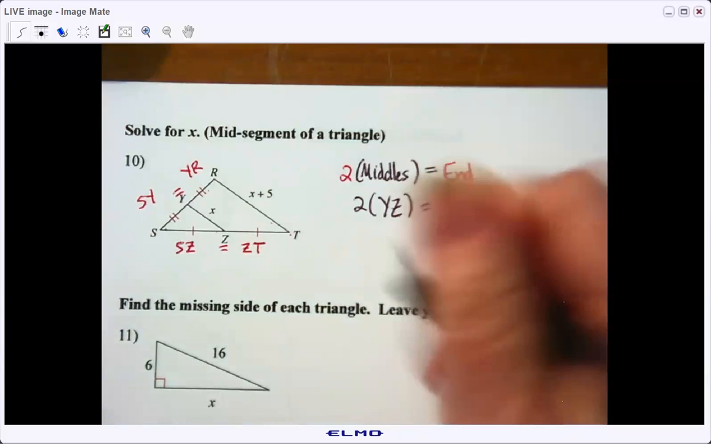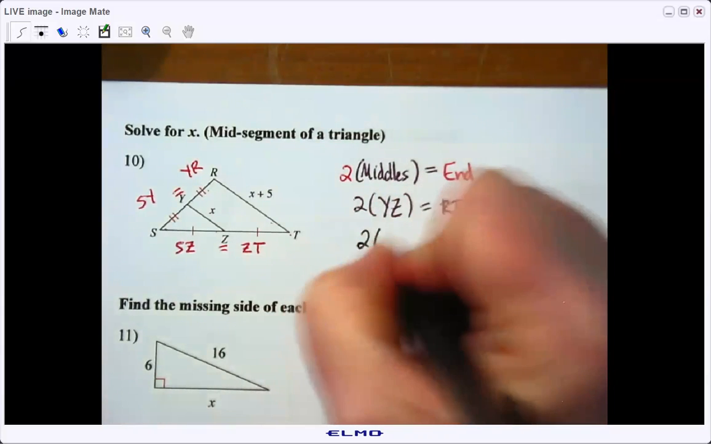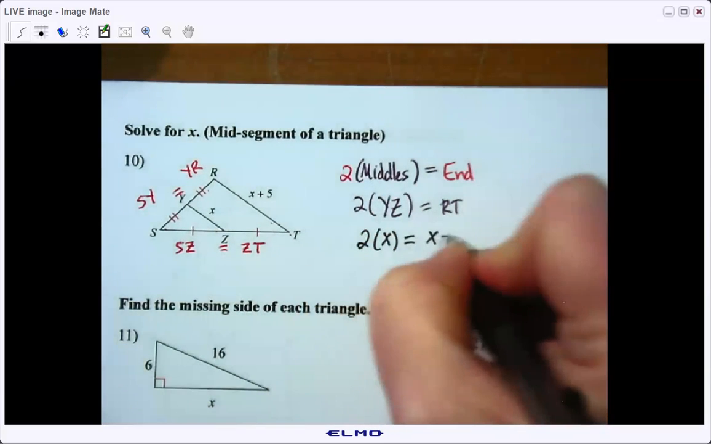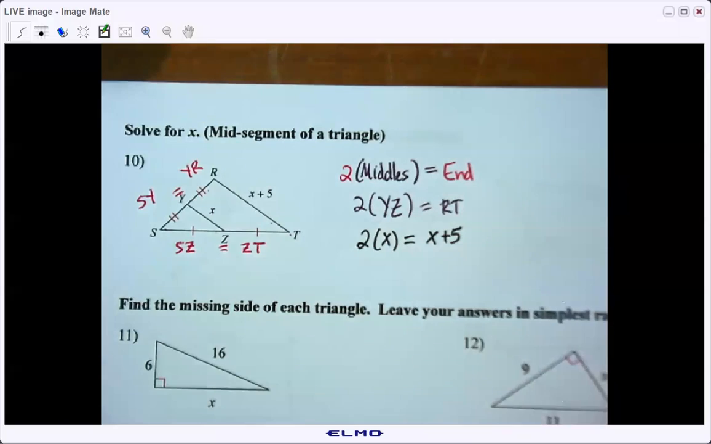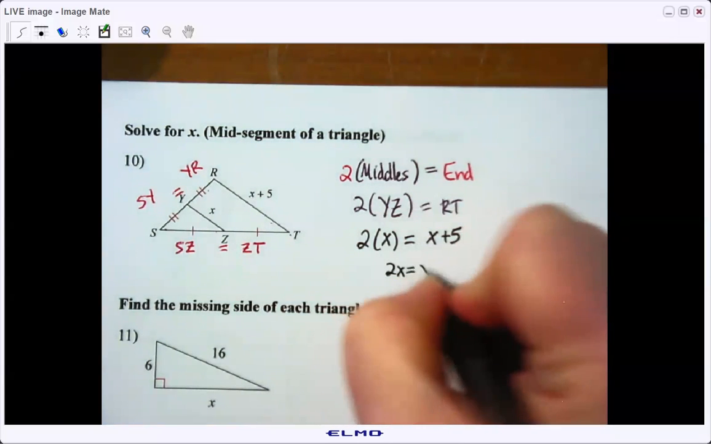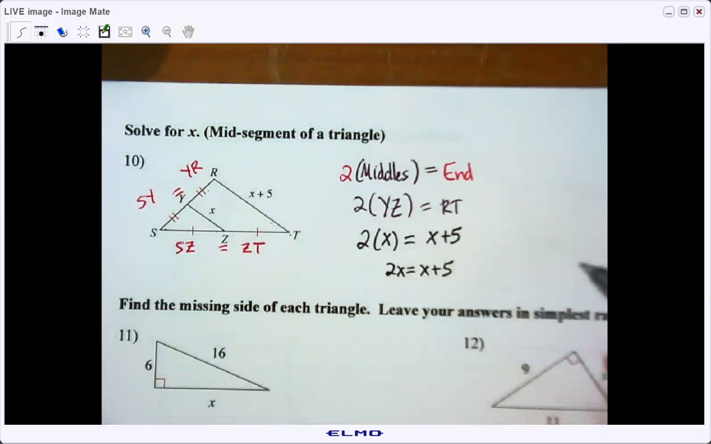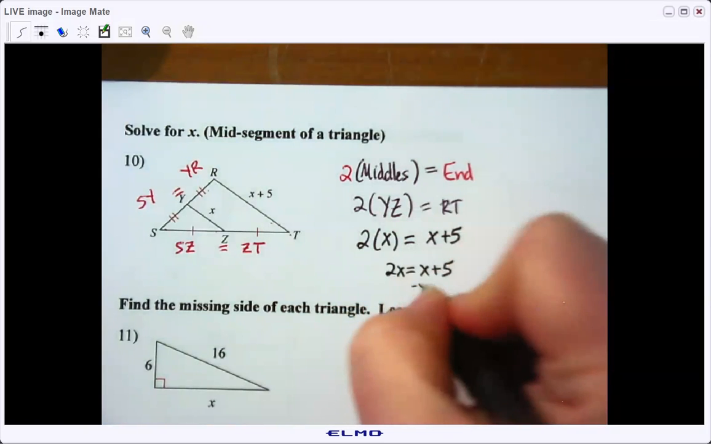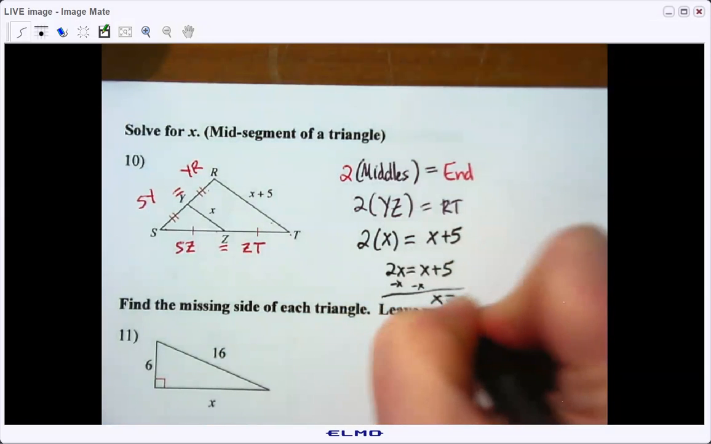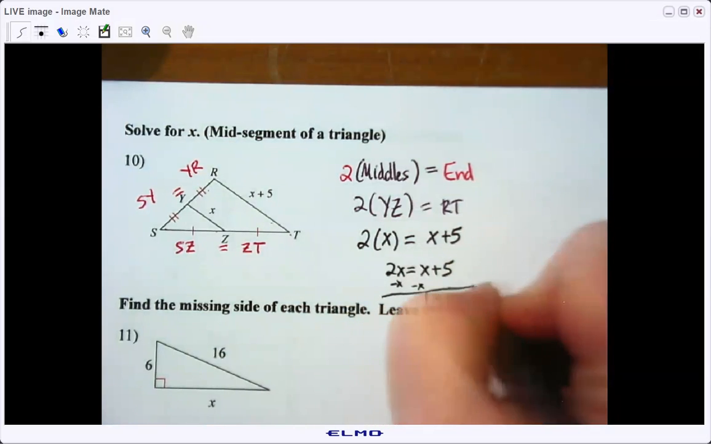Okay, so if it takes 2 of those, that means 2 times my X is going to equal my X plus 5. So 2X is equal to X plus 5. And I can subtract X on both sides. And we're left with X equals 5.